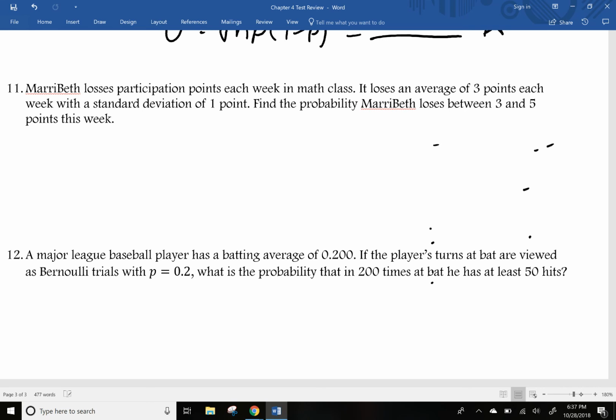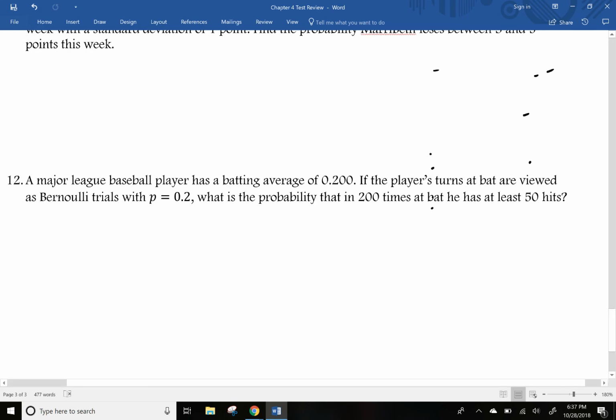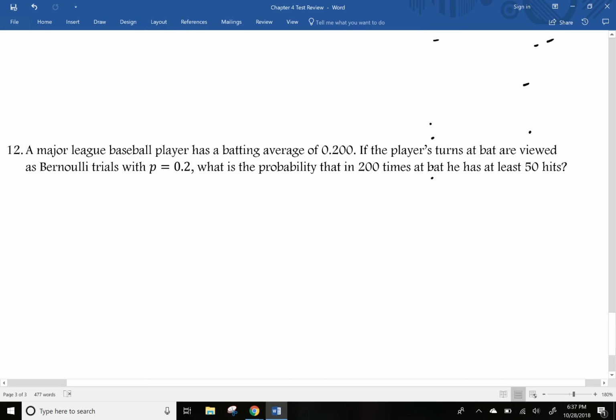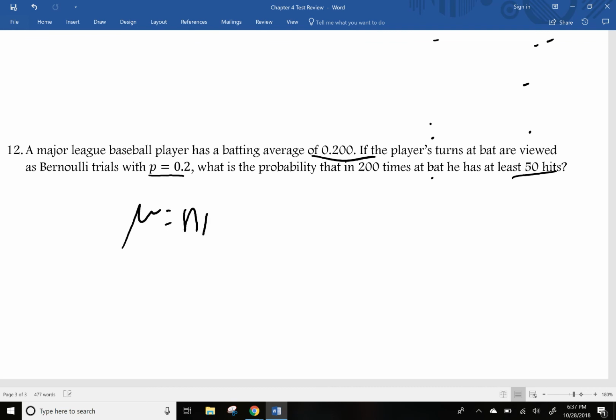That's just mean. All right, 12. A Major League Baseball player has a batting average of 0.2. If the player's turns at bat are viewed as Bernoulli trials with p equal to 0.2, because that's basically repeating this, what is the probability that in 200 times at bat, he has at least 50 hits? So it's kind of like the Rays problem in a way. So the mean is n times p, which in this case n is going to be your 200 times, and then your probability of success is 0.2.